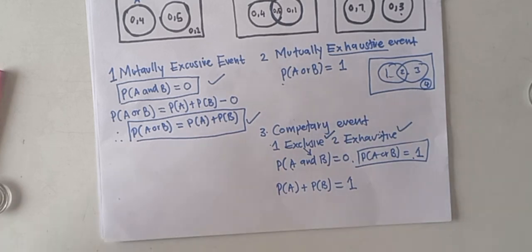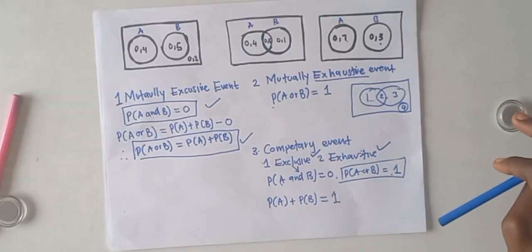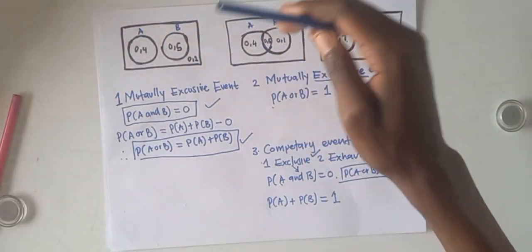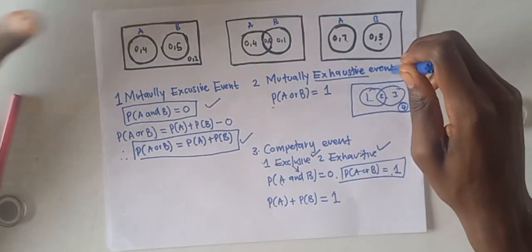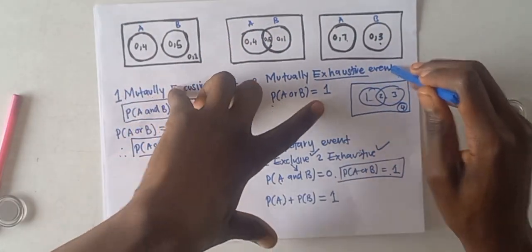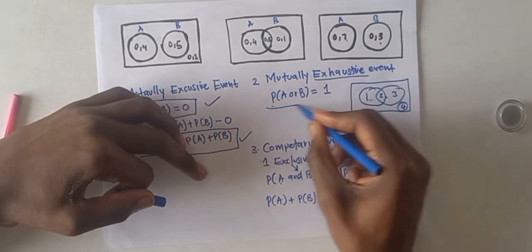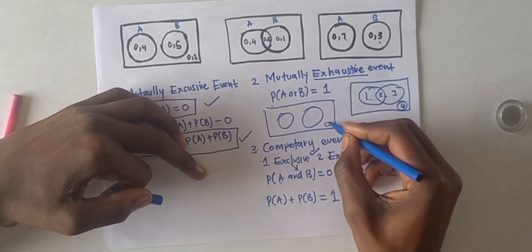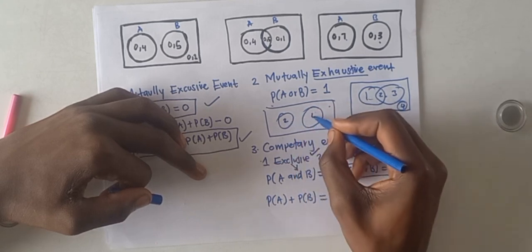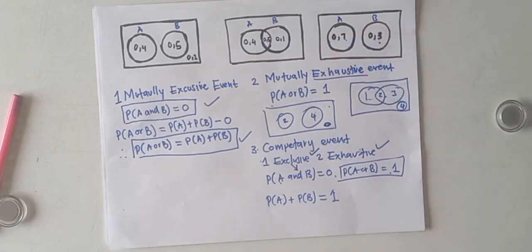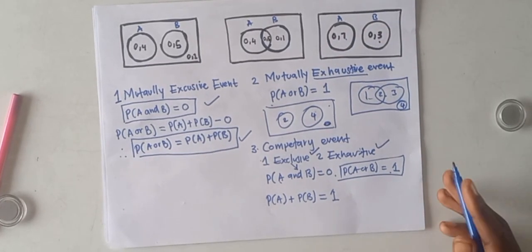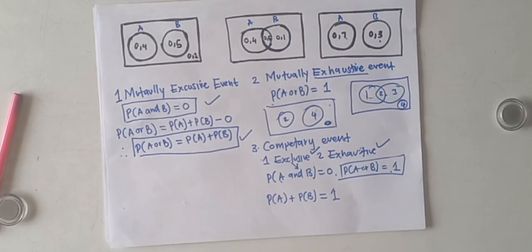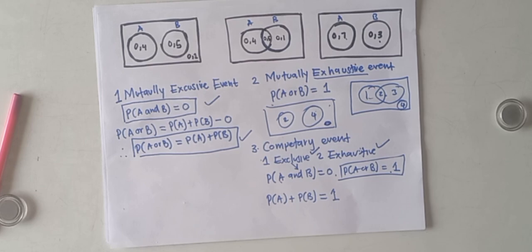So that's what I want you to take away from this video: mutually exclusive events mean that the two events don't share anything in common. And mutually exhaustive is simple: the probability of A or B has to be equal to 1. This is the same even if the circles don't intersect, as long as there is nothing outside. Let's say there is 2 and 4 here, and as long as there's nothing outside, that event is exhaustive. So complementary is simple: when the events are both exhaustive and exclusive, they are complementary events.